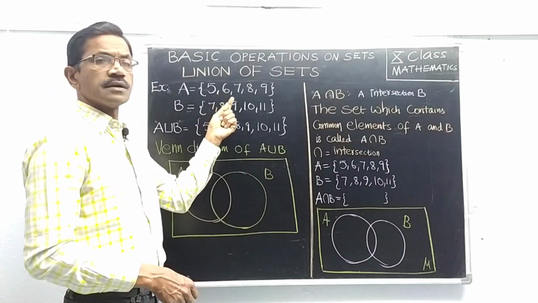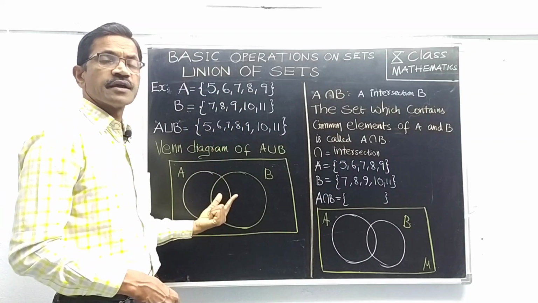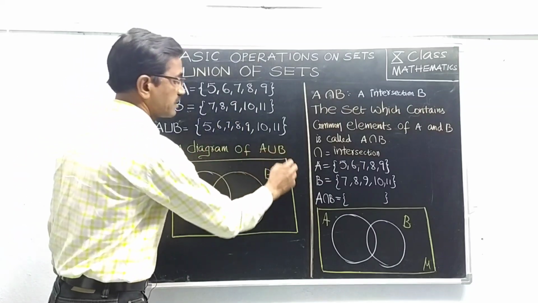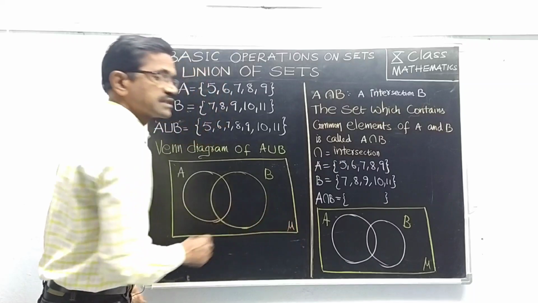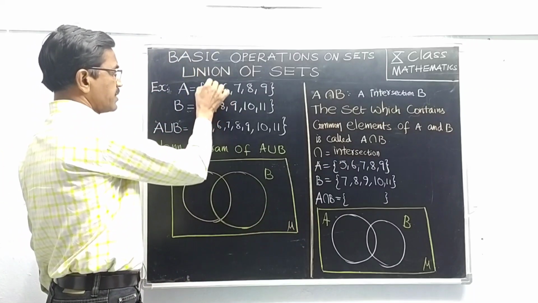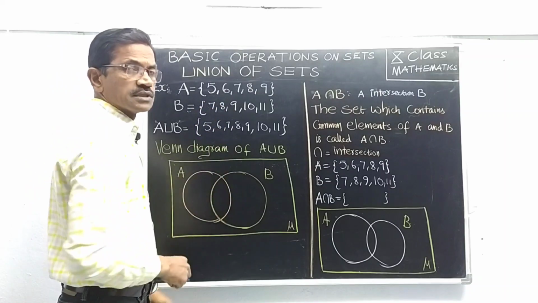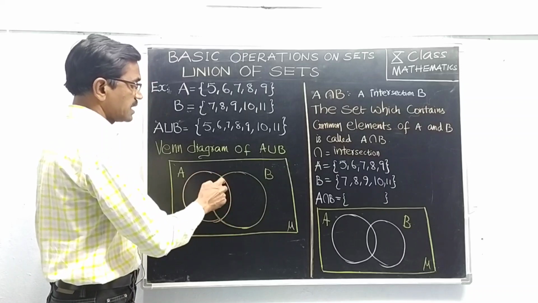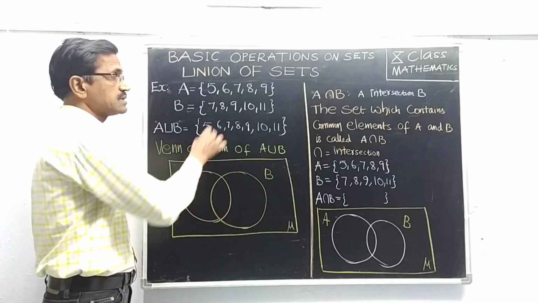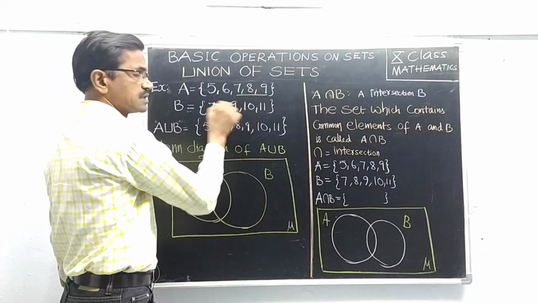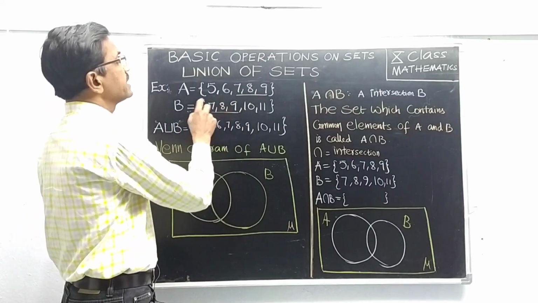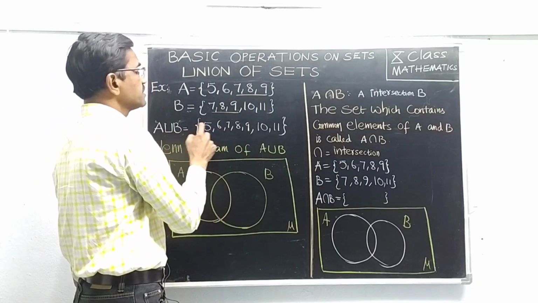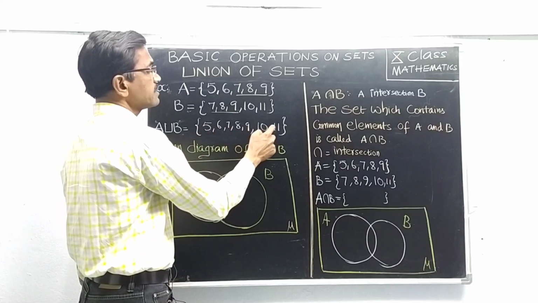Now, let us represent this A union B by Venn diagrams. How to represent A union B by Venn diagrams? First of all, we have to draw a rectangular box that represents mu, the universal set, and here A and B have some common elements. That's why we have to draw like this, the overlapping sets. Now, what is A union B here? A union B is 5, 6, 7, 8, 9, 10, 11.